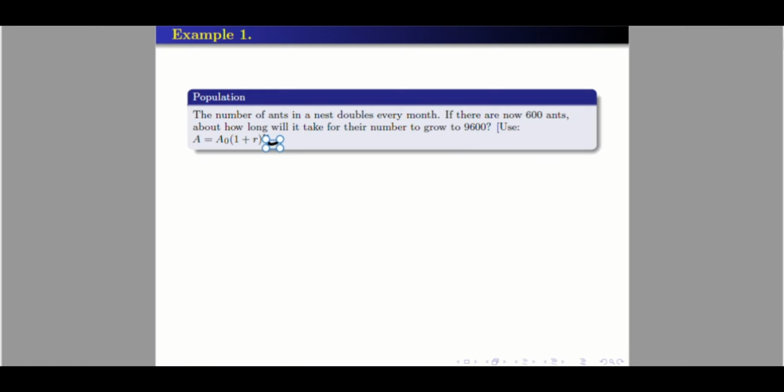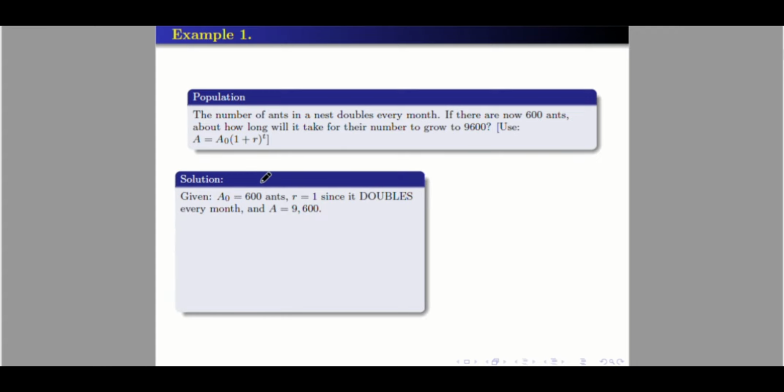So first we need to write the given. We're given the initial, so A sub 0 is our notation for the initial population. So initial population is 600 ants. The rate is 1 since it doubles every month. When we say it doubles every month, it means that 100% of the population doubles.